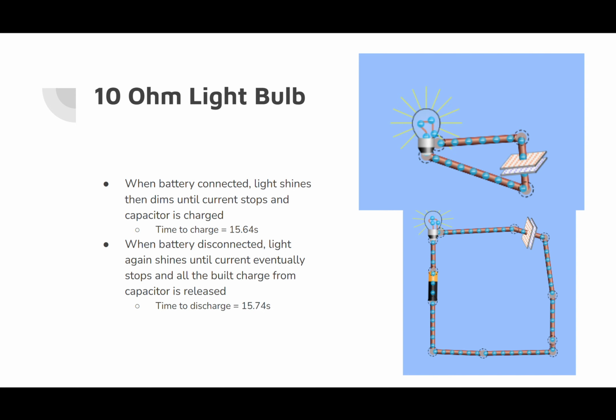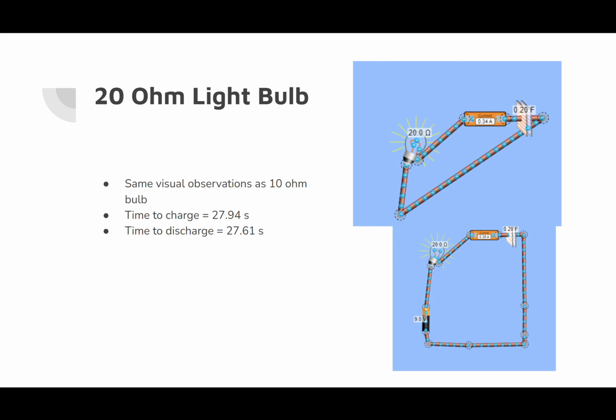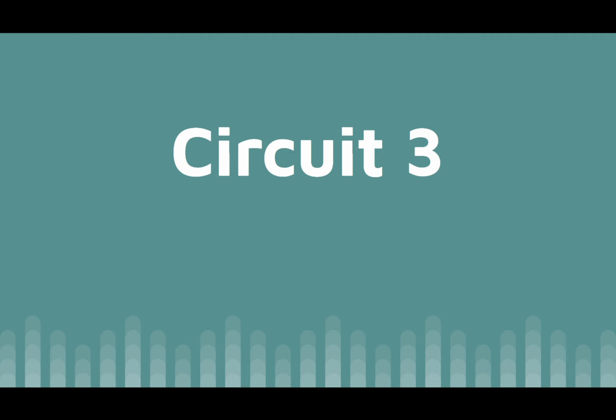For the 20 ohm light bulb, the same exact thing happens, except with different times and different values. I used the ammeter to measure exactly when the current stopped flowing, and we got 27.94 seconds to charge it and 27.61 seconds to discharge it.